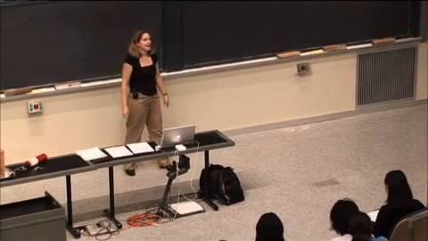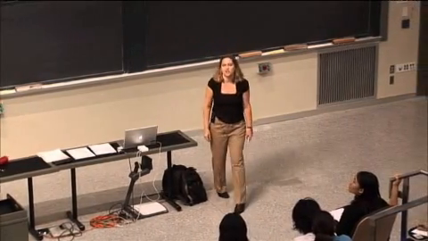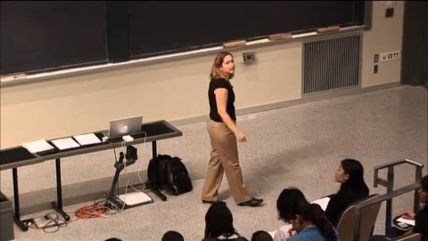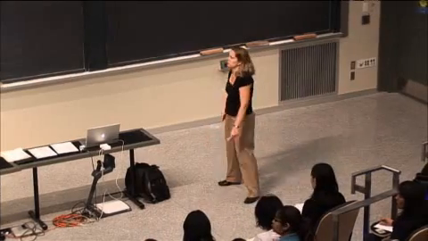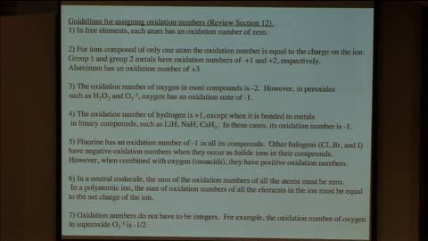And so we started last time talking about some rules. Rules of assigning oxidation number. So this is sort of the very basic knowledge that you need to know to go on and do oxidation reduction problems. And here are those rules, and now let's look at some examples of how we're going to apply these rules.